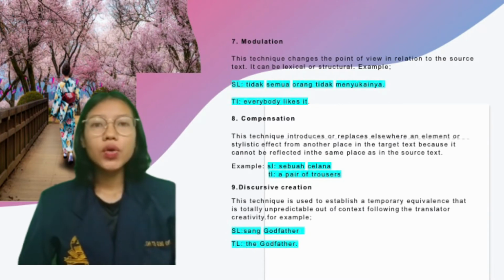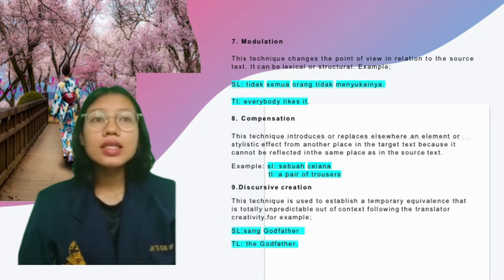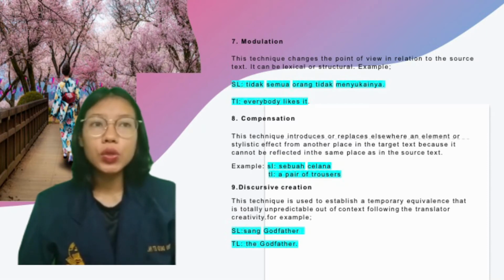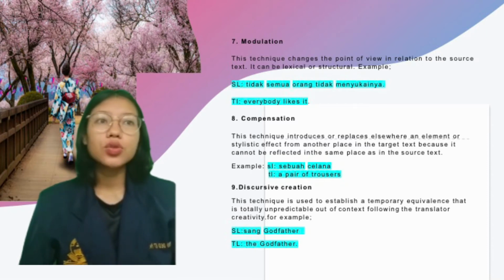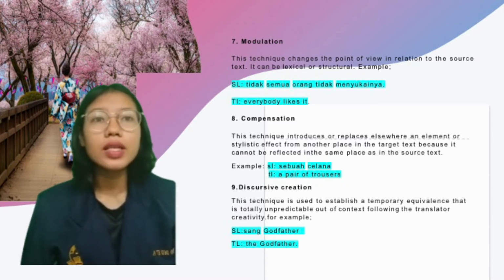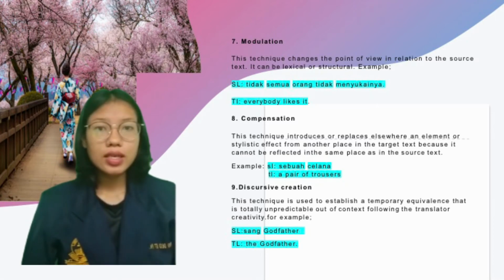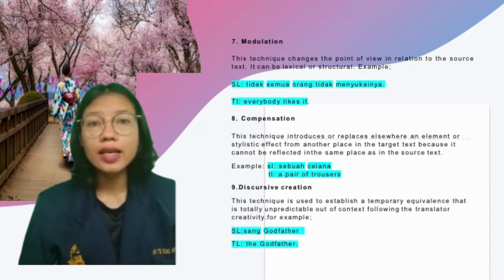Well, now we are going to number 7, that is modulation. This technique changes the point of view in relation to the source text. It can be lexical or structural. For example, the source language "tidak semua orang tidak menyukainya". So the target language is "everybody likes it".